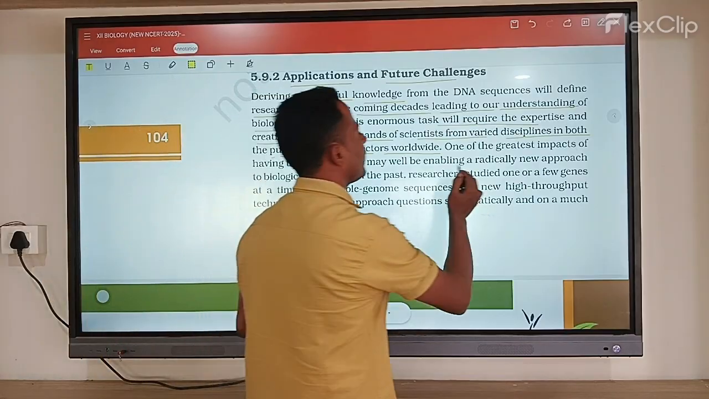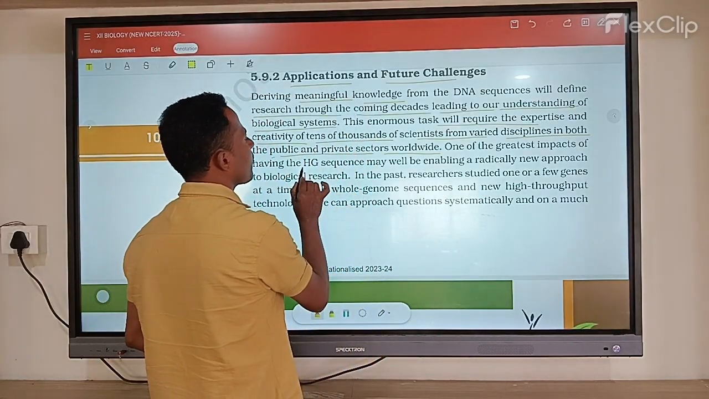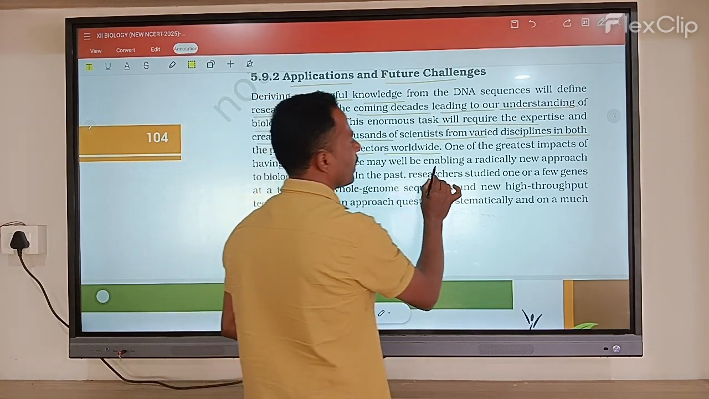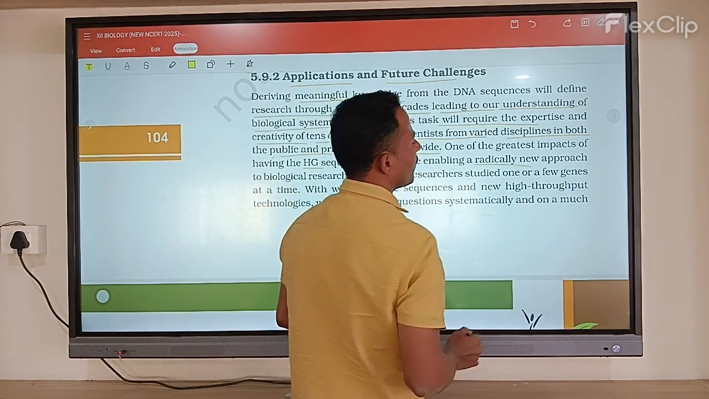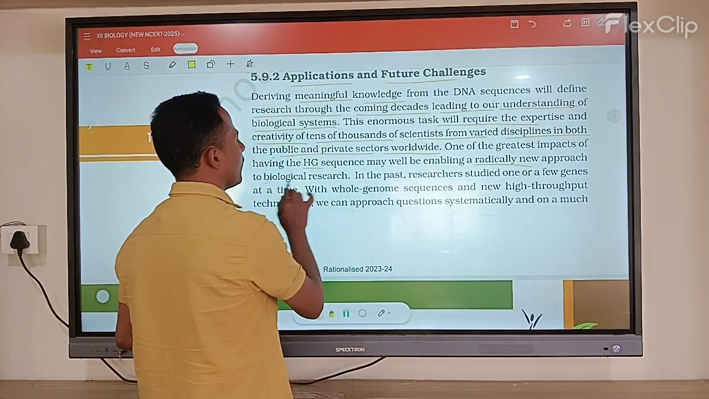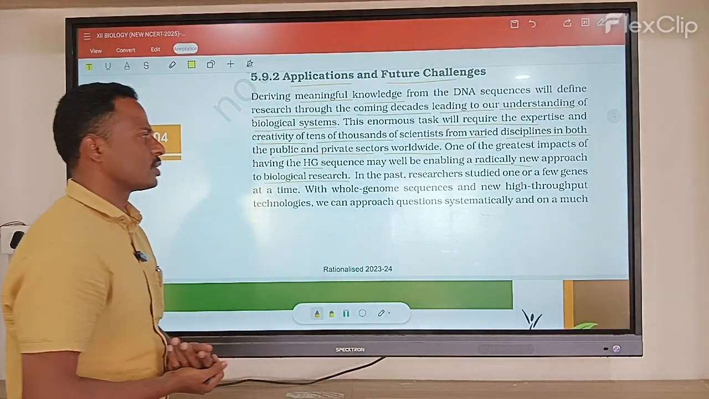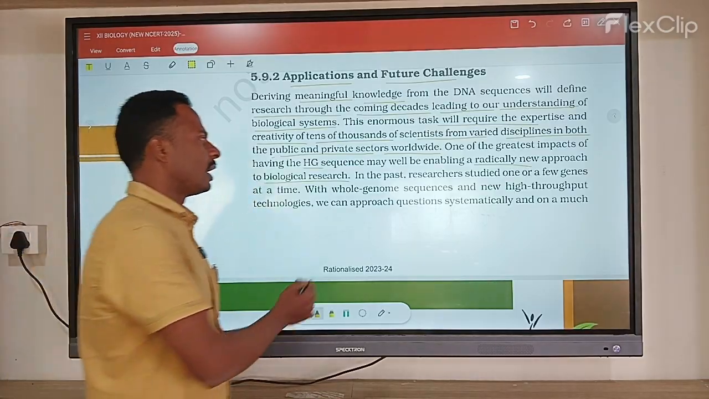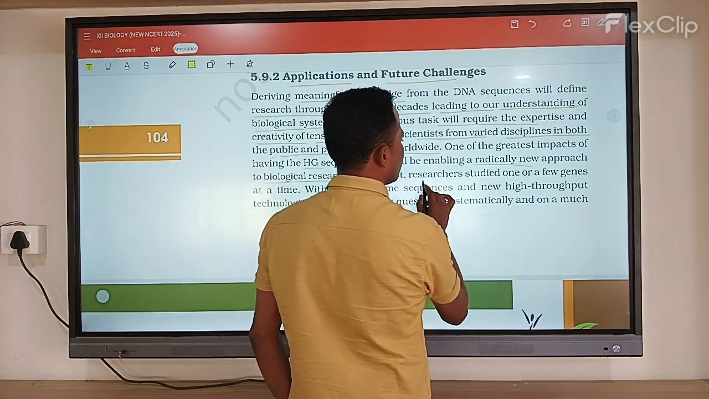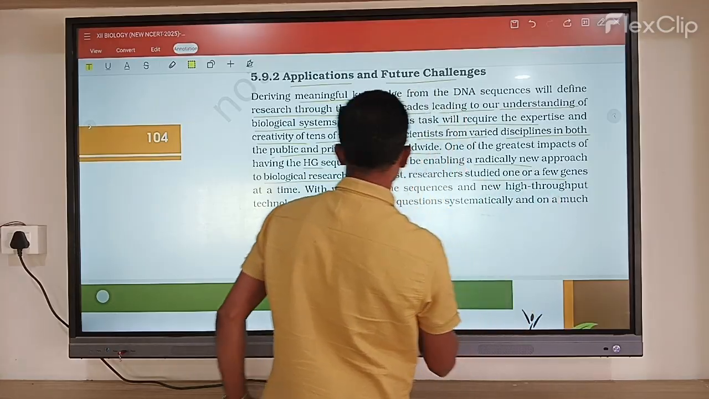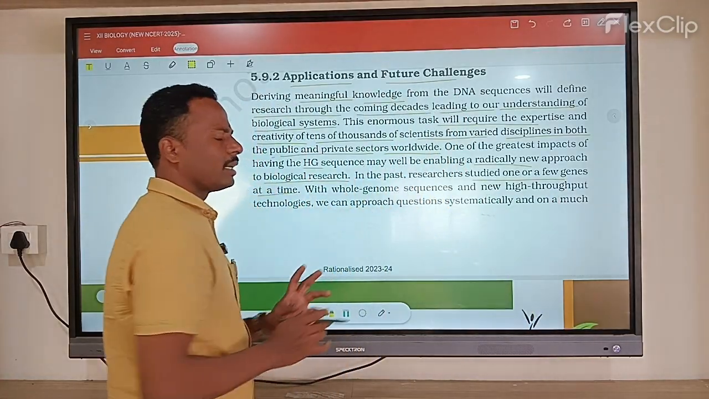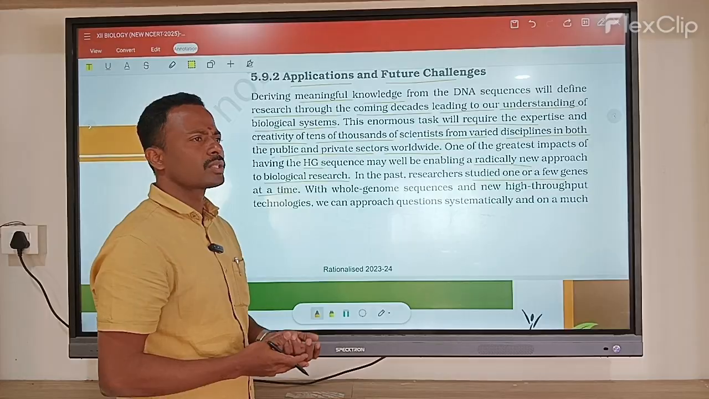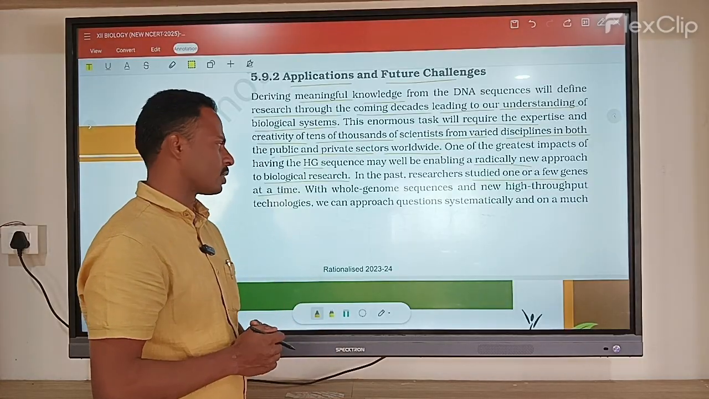Next, one of the great impacts of having the human genome sequence is enabling a new approach to biological research. In the past, researchers studied one or a few genes at a time, so only a small number of genes could be noticed at once. It also caused confusion.